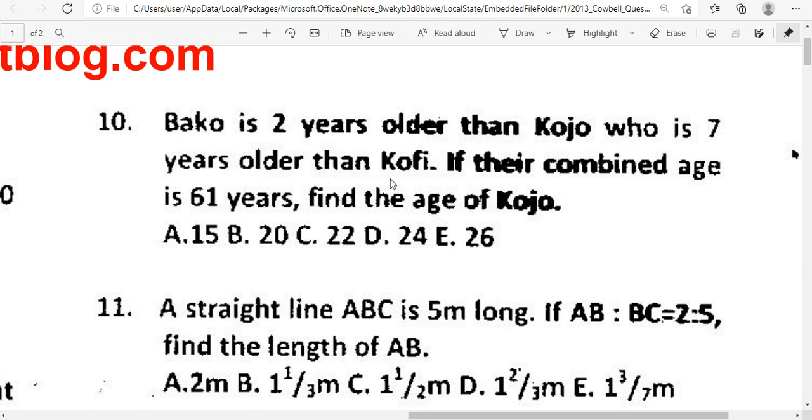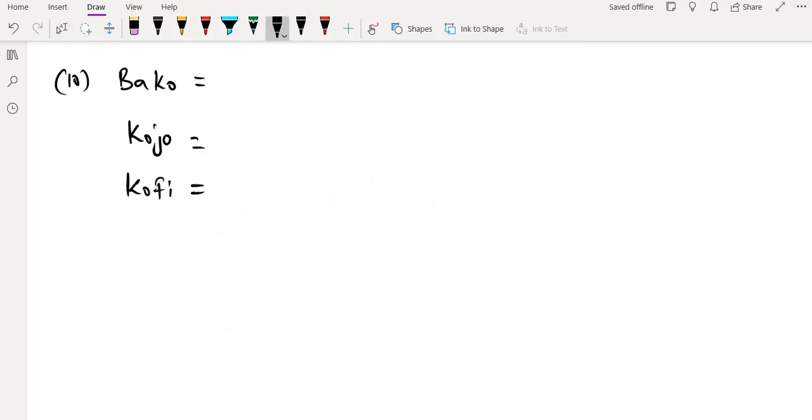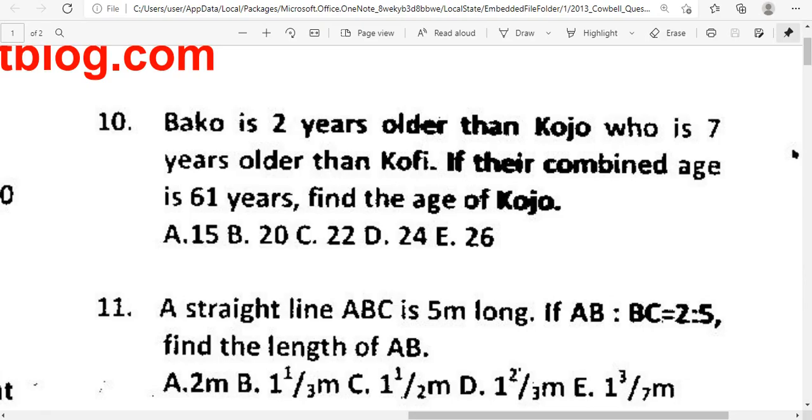So if Kofi's age is K, of course in years, K years. Kofi is K years old. How old will be Kojo? 7 plus K, because Kojo is 7 years older than Kofi. So if Kofi is K years old, Kojo will be 7 plus K years old.